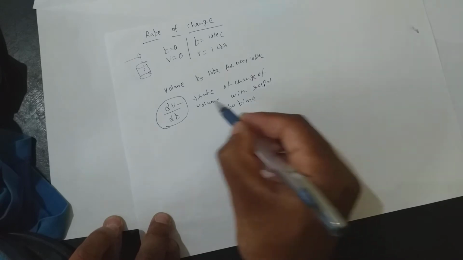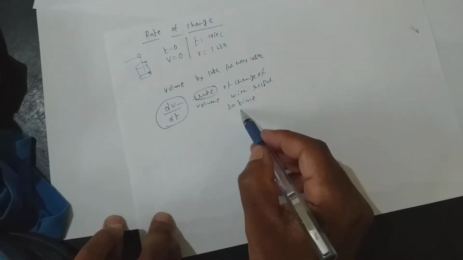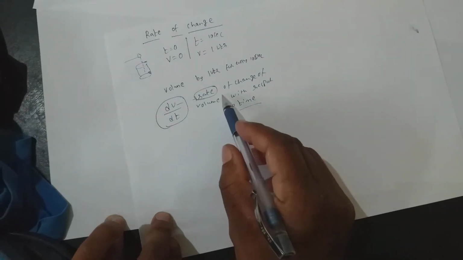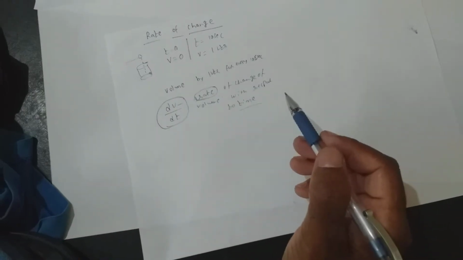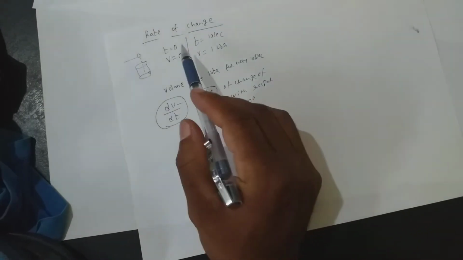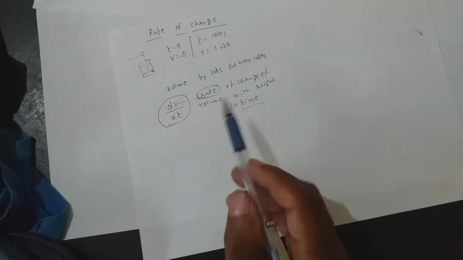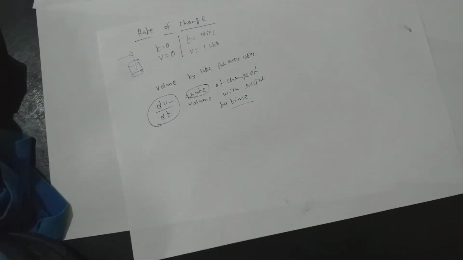Anyhow, rate implies time only. I don't need to specifically write it again. Rate means with respect to time only, automatically understood. So rate of change means we are talking about dV by dt. Am I clear with this?